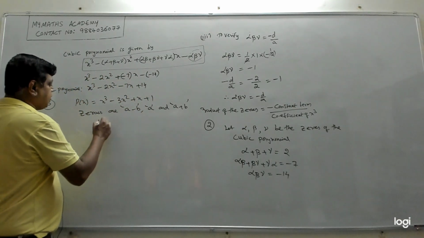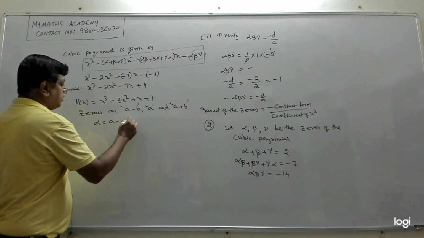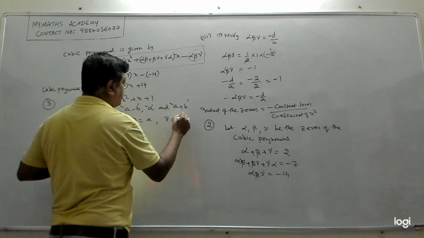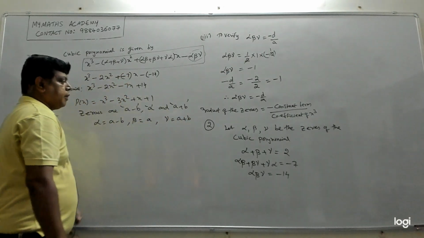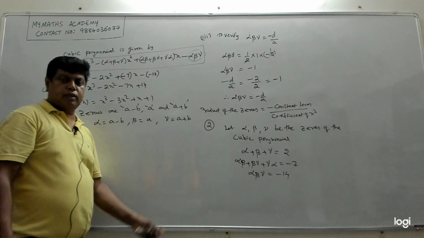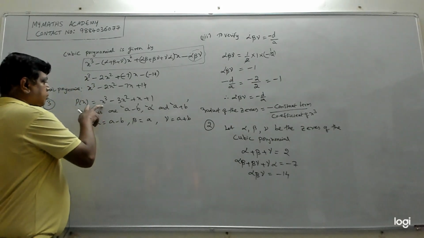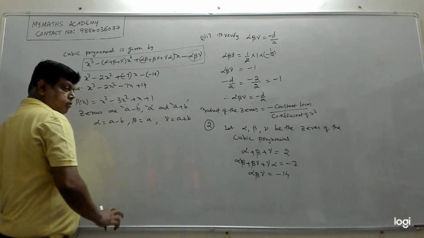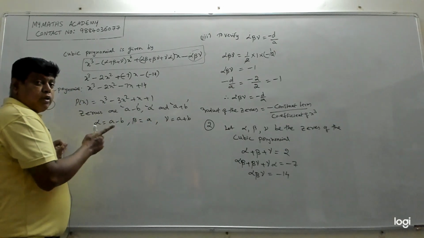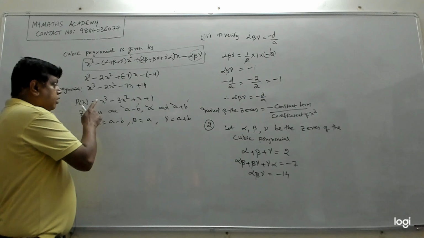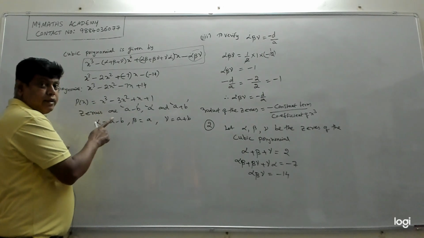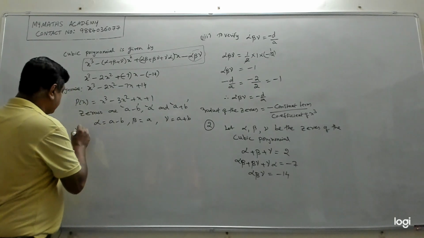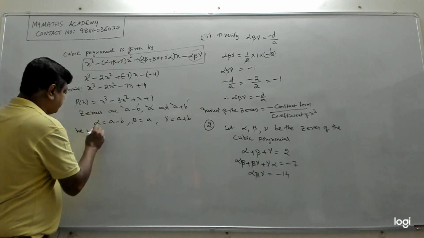This is our alpha. So alpha is a minus b. Beta is a, the second zero. The third zero is gamma, a plus b. Right? Now we should find the values of a and b, which means we know the cubic polynomial, and we know the zeros are alpha, beta, gamma. We don't know the value of the zeros, but we know the relationship between the coefficients of the polynomial and the zeros.